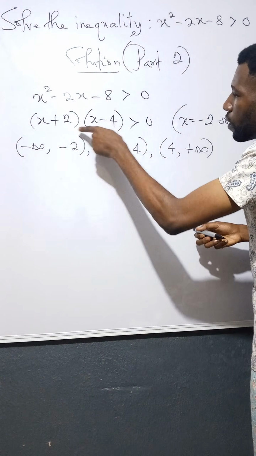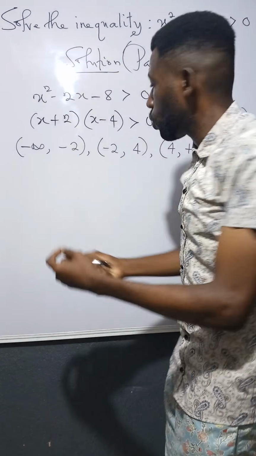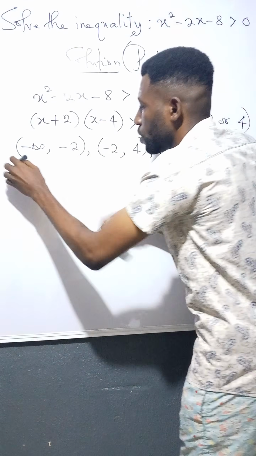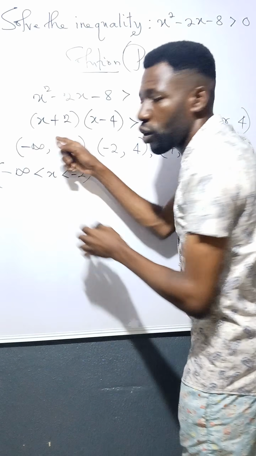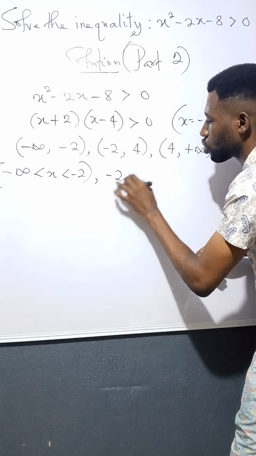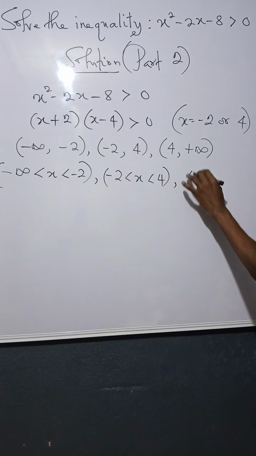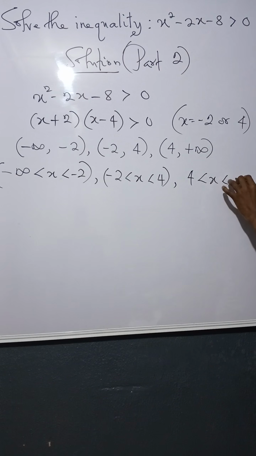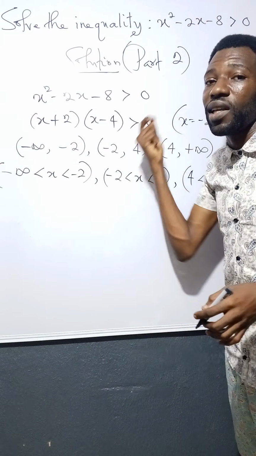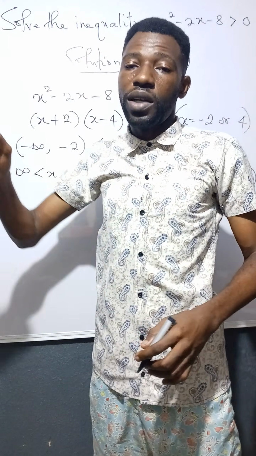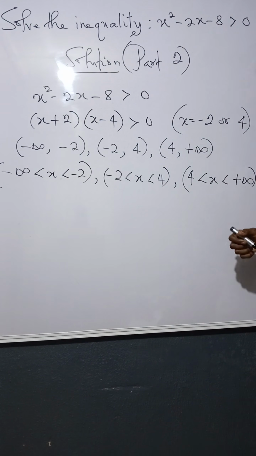Then I got minus 2, 4. So your second interval will now be between the two values of x you got, which is minus 2, 4. This means minus infinity less than x less than minus 2. That's the meaning of this first interval. This second one means minus 2 less than x less than 4. And this one means 4 less than x less than positive infinity, because the second answer I got was 4, and 4 is greater than 0. So all positive values greater than 4: 5, 6, 7, 8, 9, 10, and so forth.